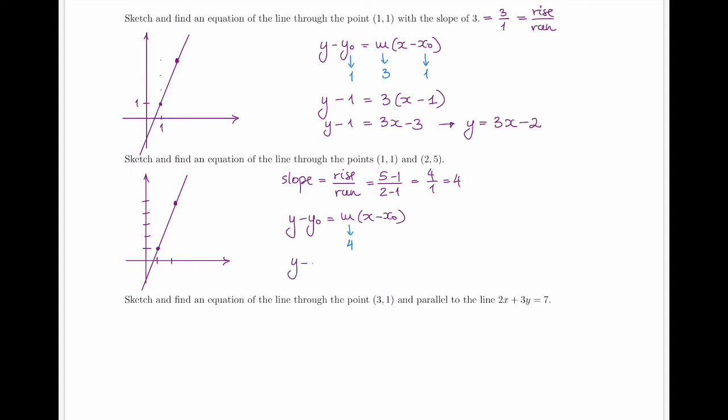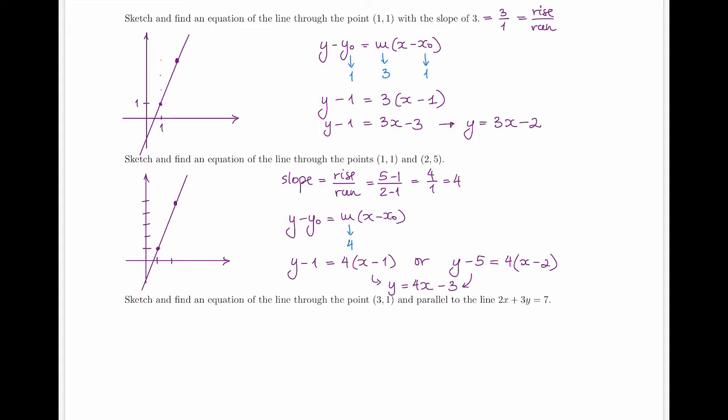So I can have y minus 1 equals 4 times (x minus 1), or I can have y minus 5, if I use the second point, equals 4 times (x minus 2). Okay, either one of these will be correct. And again, notice that if you open up the brackets and move things around, both of them will give you the exact same equation of a line, which is y equals 4x minus 3. Let's just trace that out. 4x minus 4 plus 1 would have given you minus 3. And this will be the result coming out from either one of these equations.